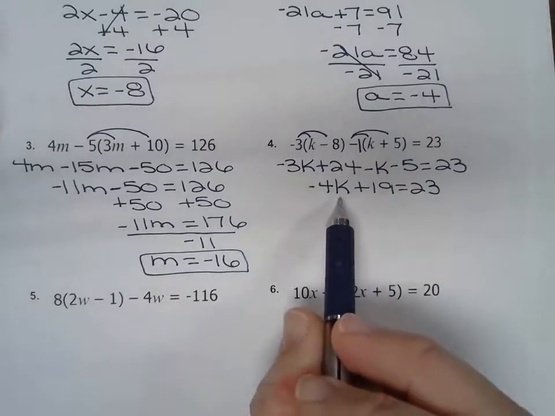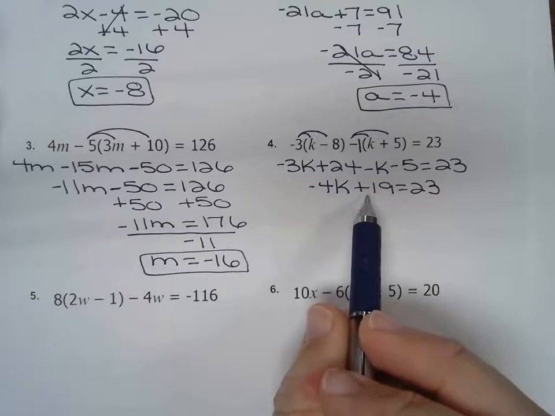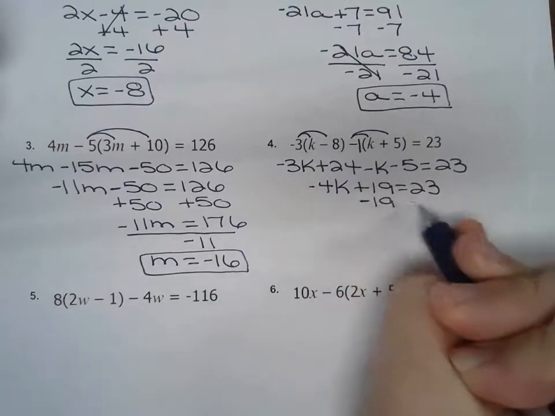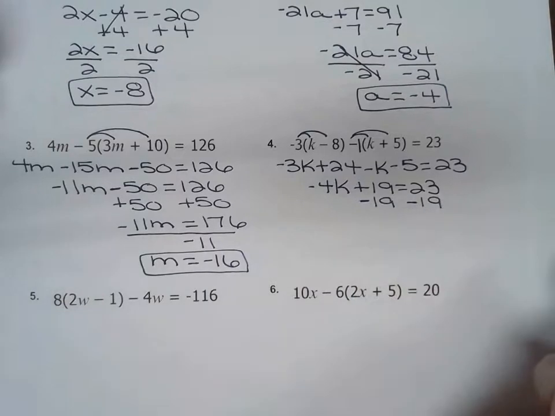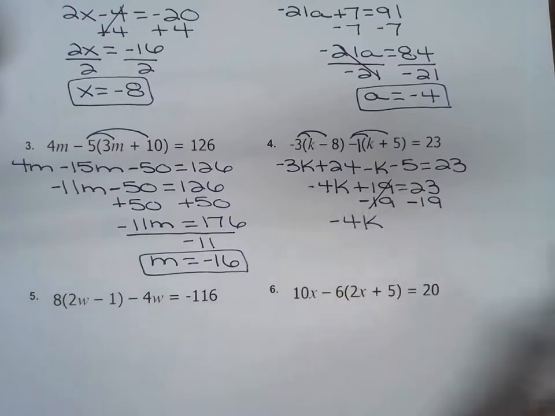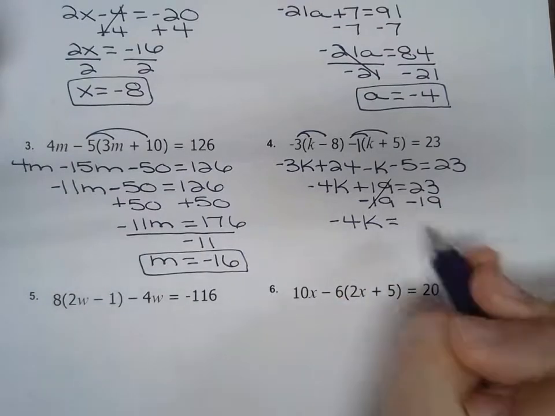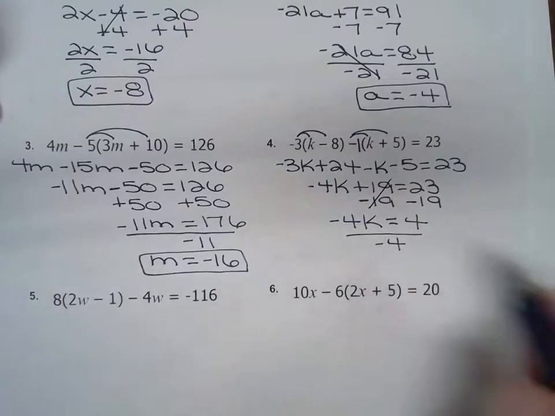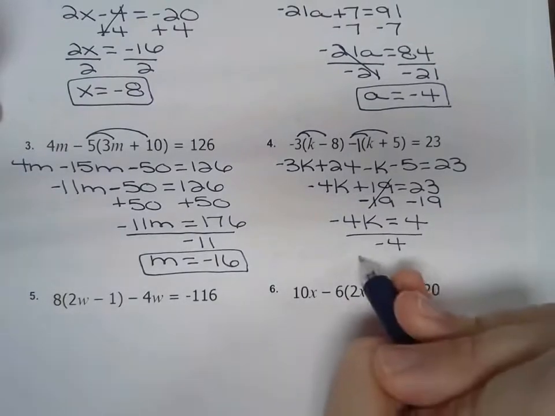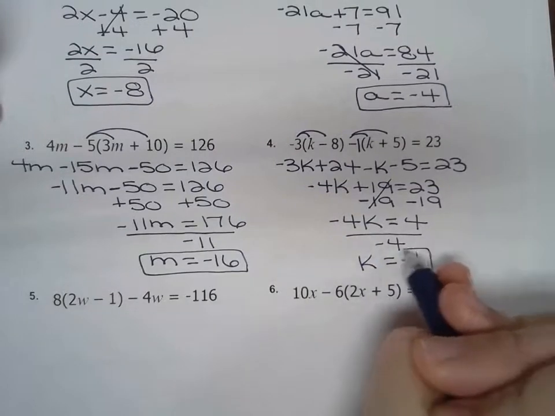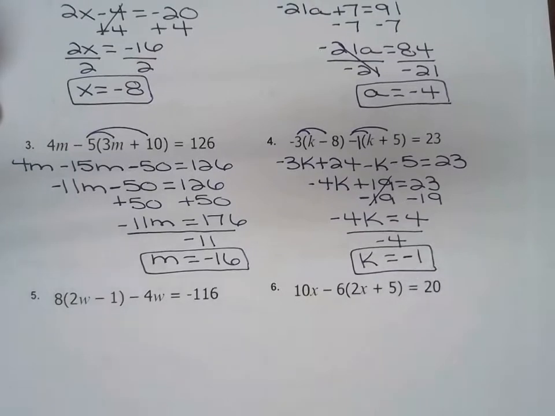I need to get k alone. So I have the negative 4 and the positive 19. You get rid of the constant first, which is furthest away. We're moving it to the other side, so we're going to subtract 19. Negative 4k, 19 minus 19 is gone. 23 minus 19, 4. Divide by negative 4. Negative 4's cancel, so you get k equals 4 divided by negative 4, negative 1. That is solved because I get a variable equal to a number.